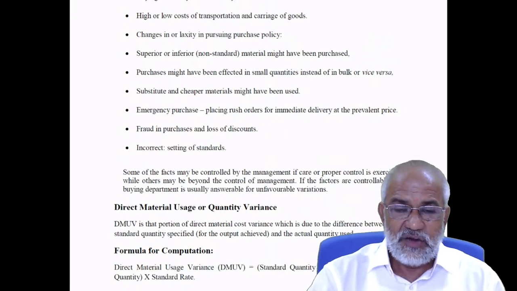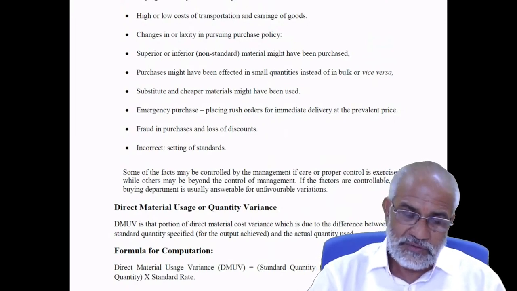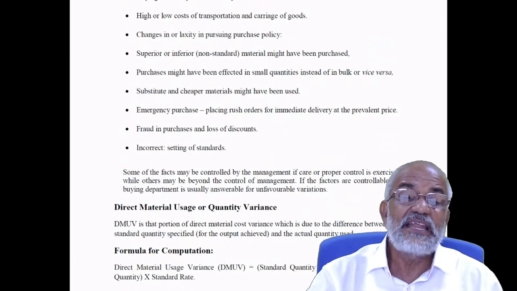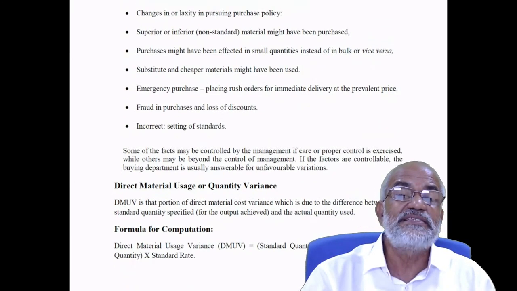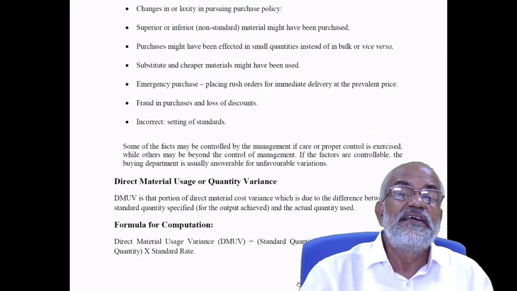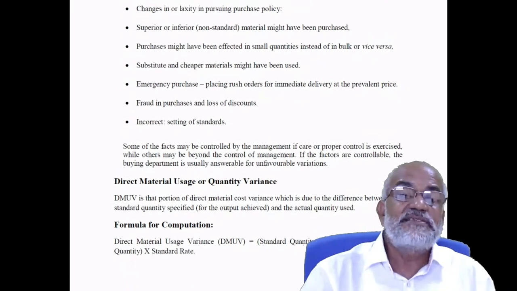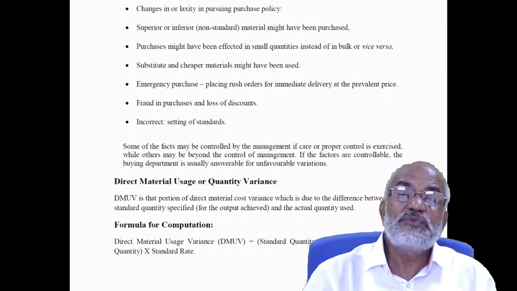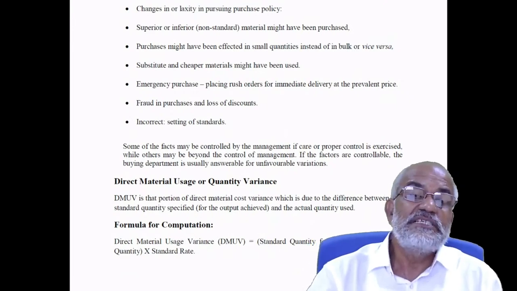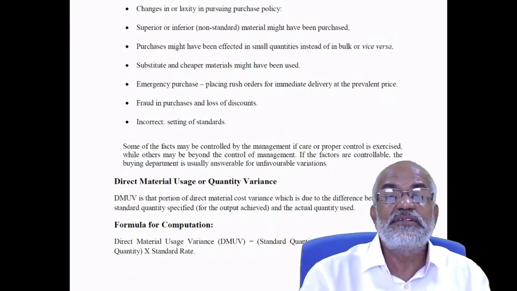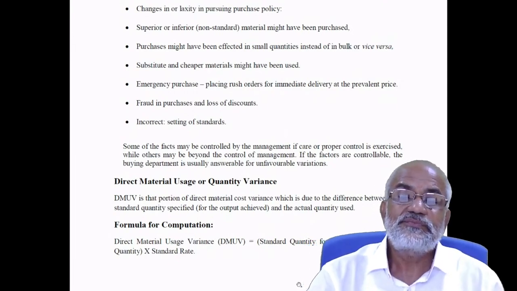The variance is there due to two reasons. One is the price, another is the quantity. So after price variance, we will go to the quantity variance. Direct material usage variance is that portion of direct material cost variance which is due to the difference between the standard quantity specified for the output achieved and the actual quantity used.